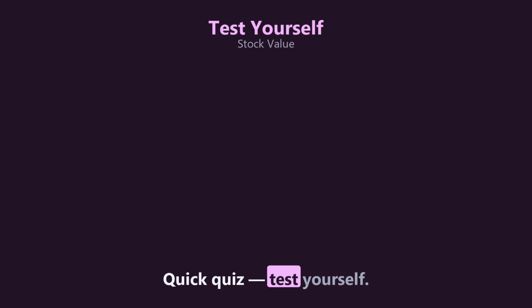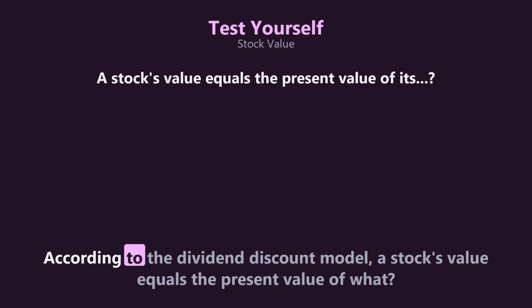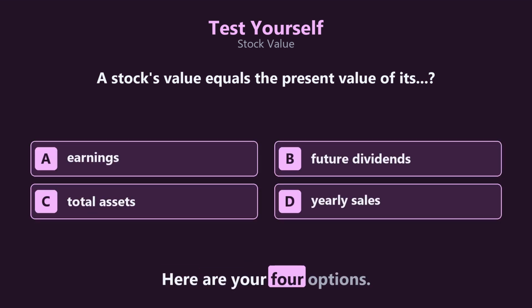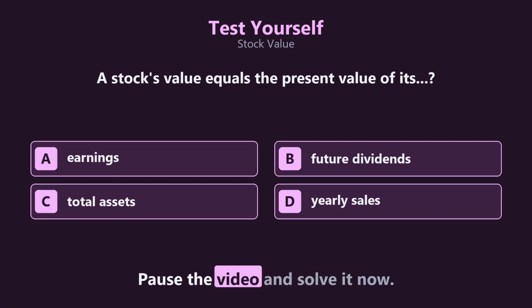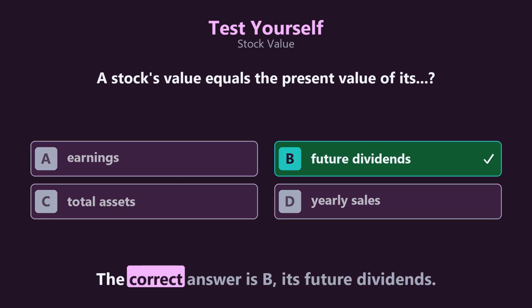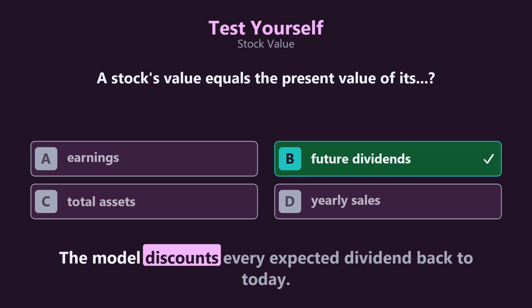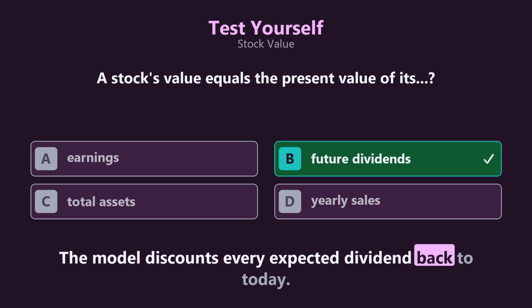Quick quiz, test yourself. According to the dividend discount model, a stock's value equals the present value of what? Here are your 4 options. Pause the video and solve it now. The correct answer is B, its future dividends. The model discounts every expected dividend back to today.